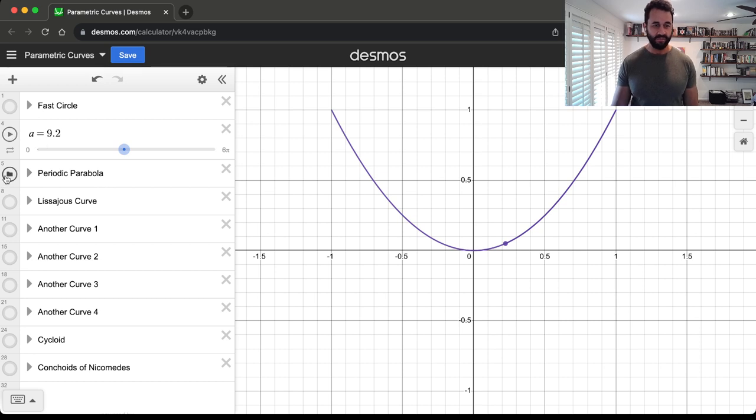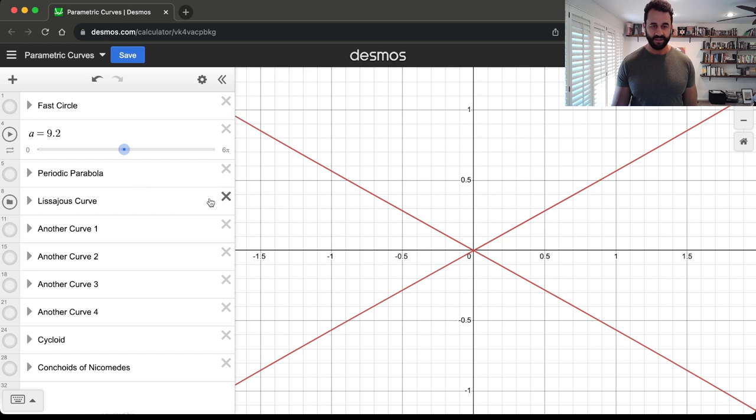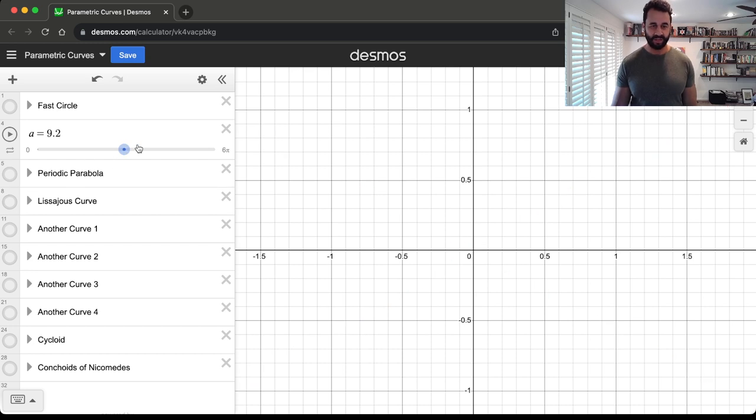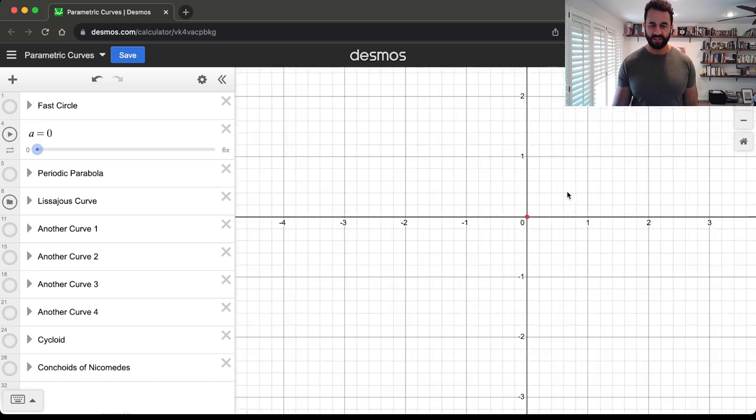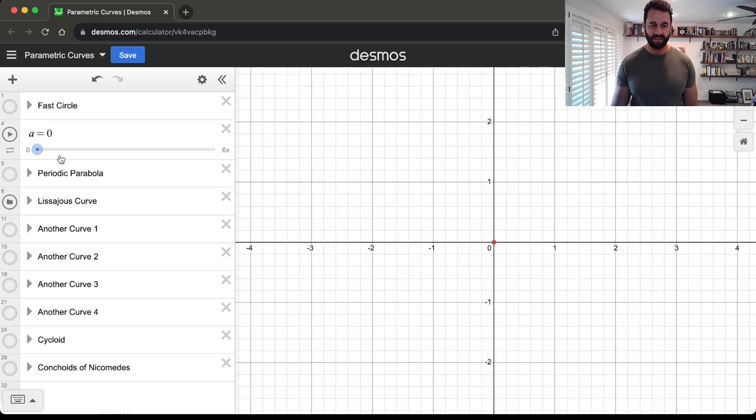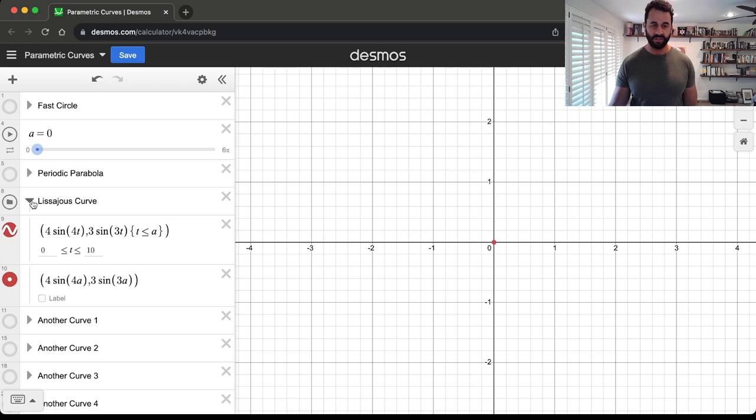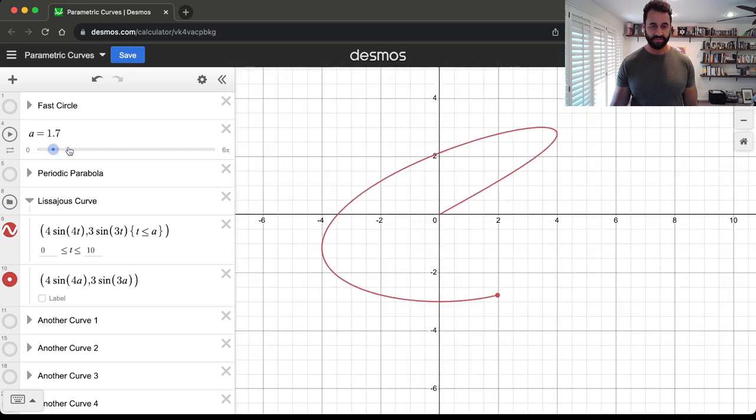Now let's look at what's called a Lissajous curve. Here it is. Oh, that's not it. Sorry, don't look yet. Let me hide this. There we go. All right, so this point starts at the origin, and I'm going to let the parameter vary. Let's look at the formulas. So here are the formulas: 4 sine 4t, 3 sine 3t. Let's see what we get. I need more space.